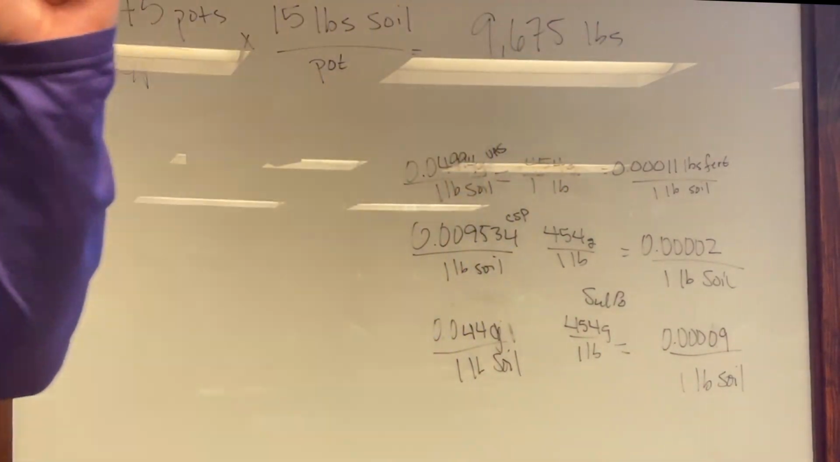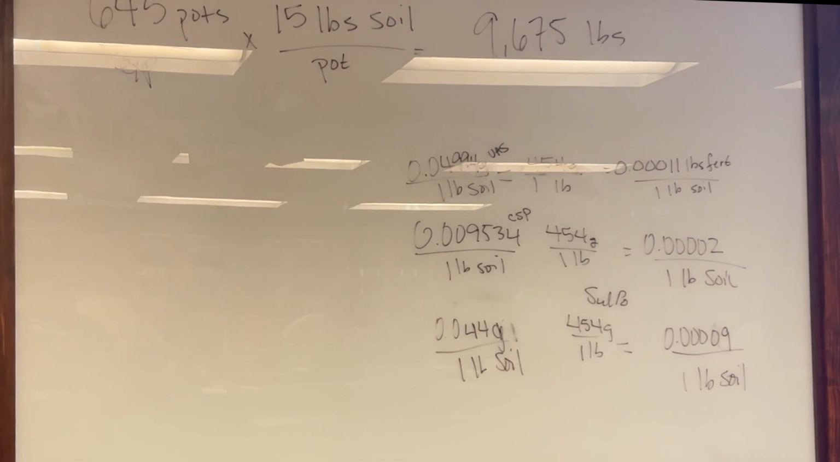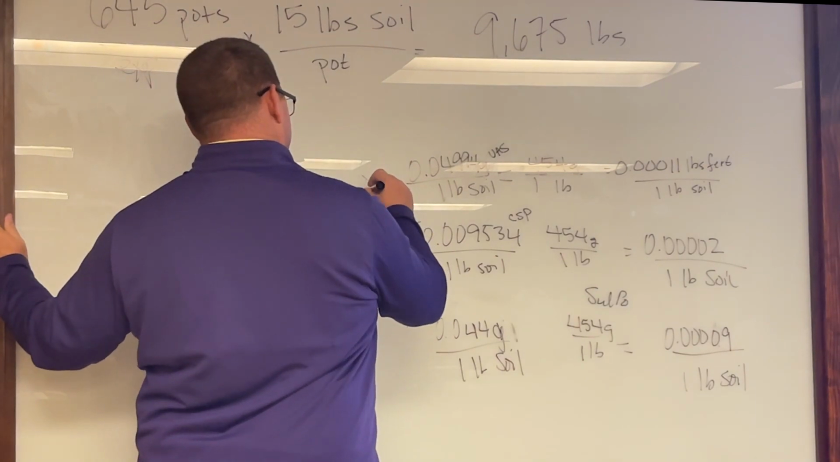All right, what's next? Multiply it times 18 pounds per pot. That's how many pounds go in the pot, right? Just an extra decimal place.